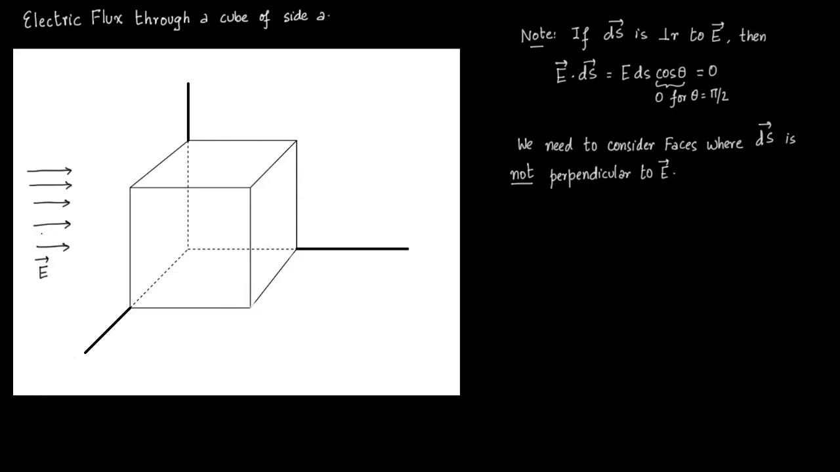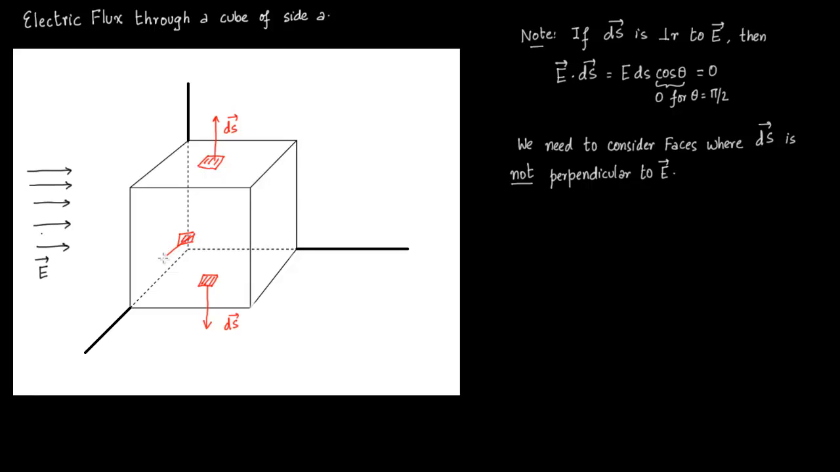So first we start with the top face. You see the top face is perpendicular. So you have the surface area first. You have a small surface area here, dS. So dS vector is perpendicular to the surface area, so dS vector is perpendicular to the electric field. Similarly for the bottom face, you have this small dS area. You have dS vector perpendicular to this area and therefore perpendicular to the vector field.